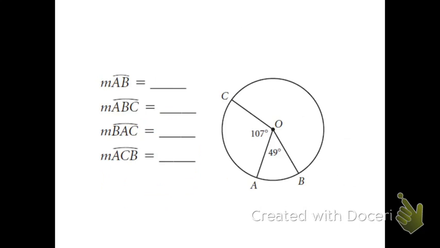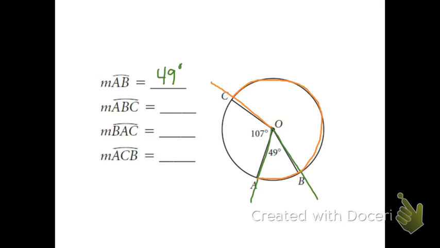So if I was looking for arc AB, the only information I have to help me find it is the central angle that intercepts that arc. So since this angle AOB intercepts this arc AB, and AOB is 49 degrees, that means arc AB is also 49 degrees. And if we wanted to figure out the measure of ABC, this major arc right here, we would have to look at the central angle that intercepts it.